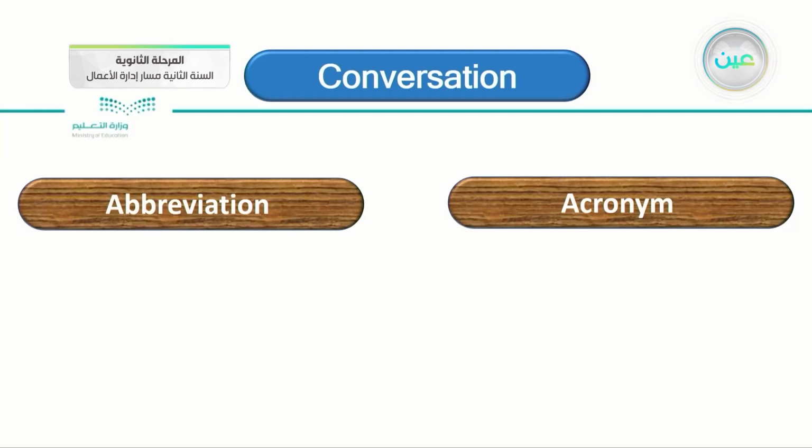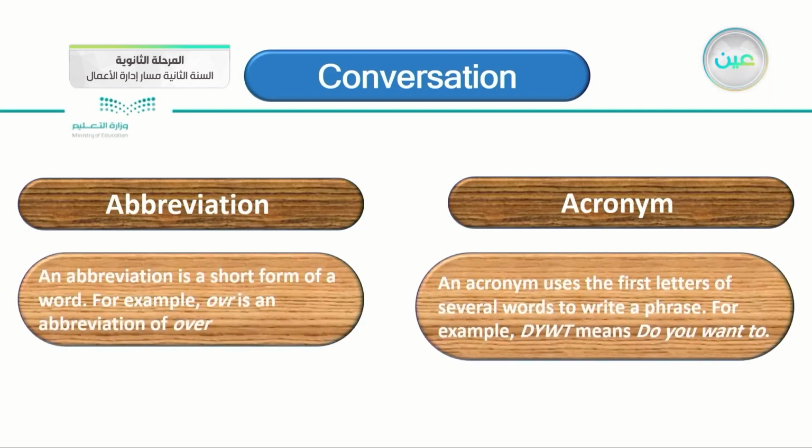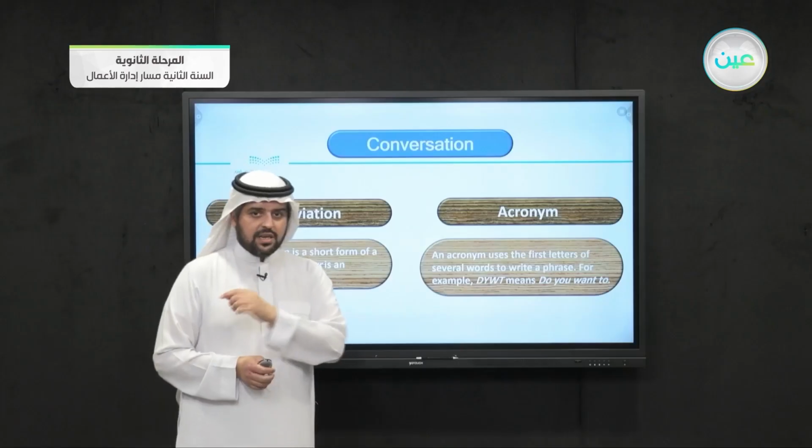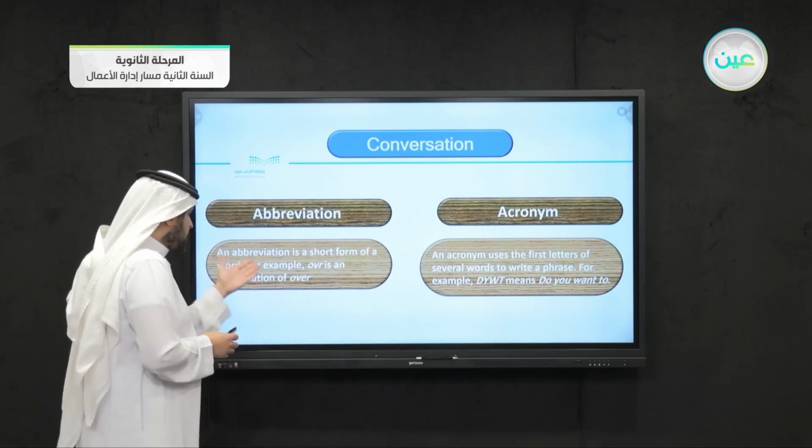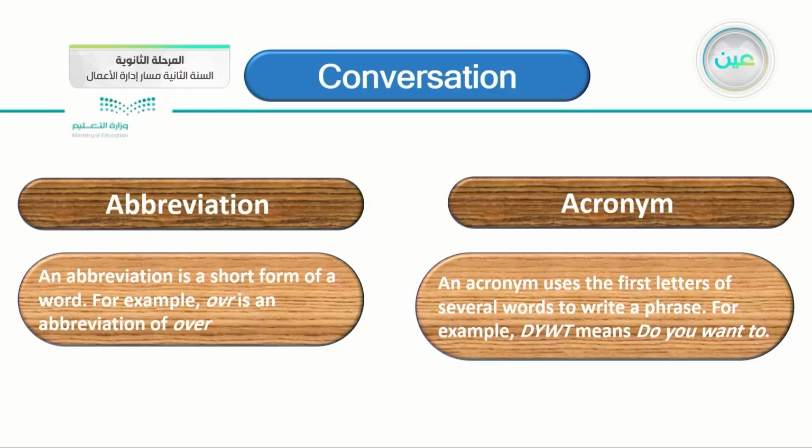So these are the meanings of abbreviation and acronym. There's a slight difference between them. An abbreviation is a short form of a word. For example, OVR is an abbreviation of over. It's not taking the first letter, no. It's shortening the word. An abbreviation, again, is a short form of a word. For example, OVR is an abbreviation of over.